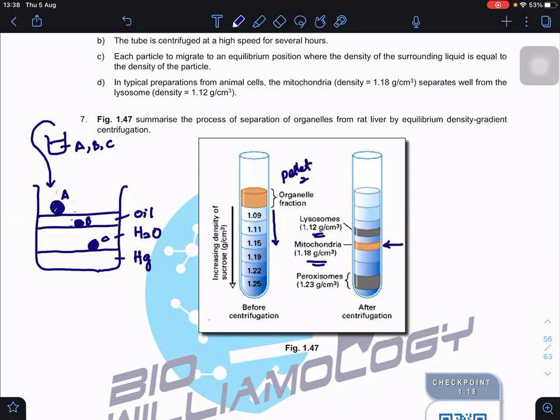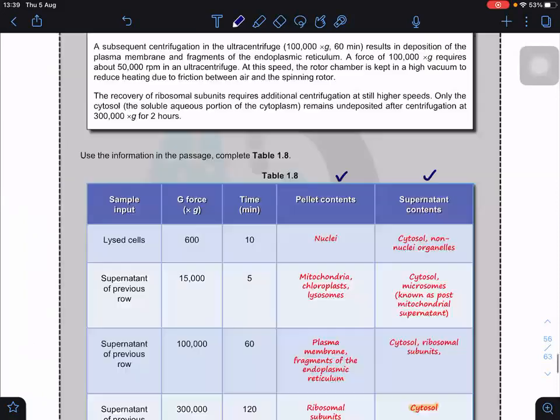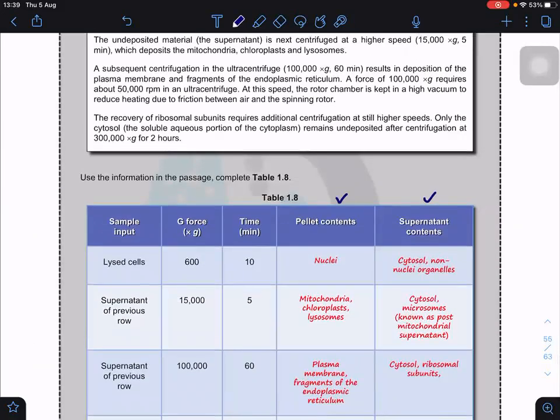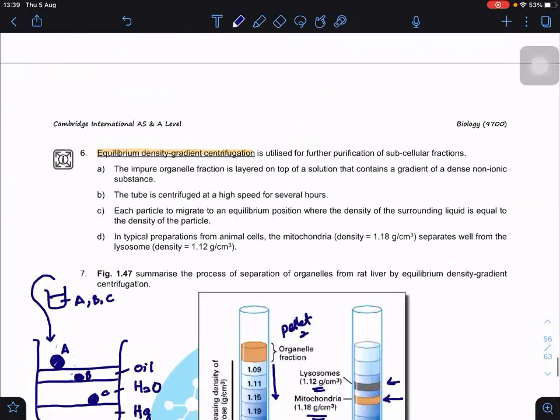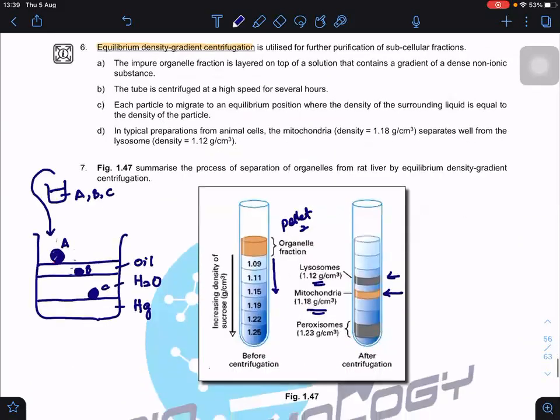So at 1.18 gram per cm cube, lysosome will be higher. So from here, we will be able to differentiate between these two organelles. Are you clear? But if you use the first one, differential speed, you won't be able to separate them. But now continue with the equilibrium density gradient centrifugation, then you will get the mitochondria and lysosome separated.